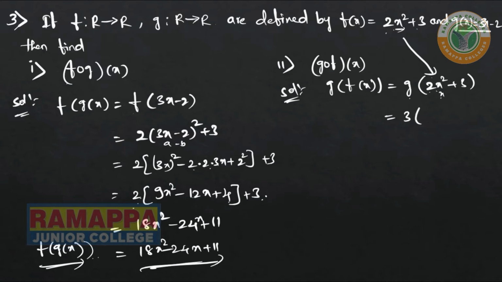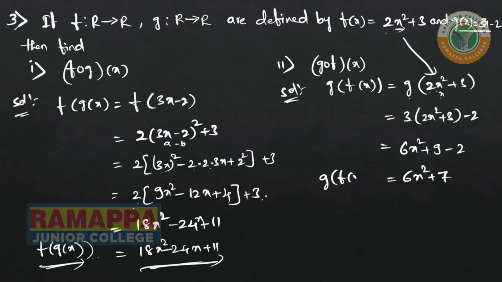So 3 into (2x square plus 3) minus 2 here. So it will become 3 twos are 6x square plus 3 threes are 9 here, minus 2, means 6x square plus 7. So nothing more, this is the answer. So g of f of x is equal to how much we got? 6x square plus 7 is the answer here. Now move to the third question.